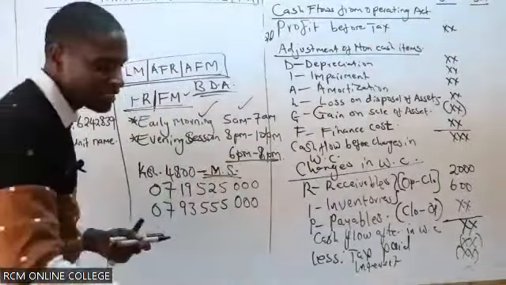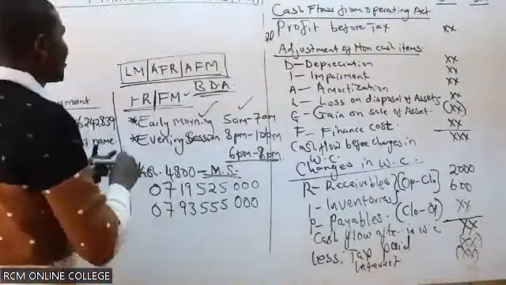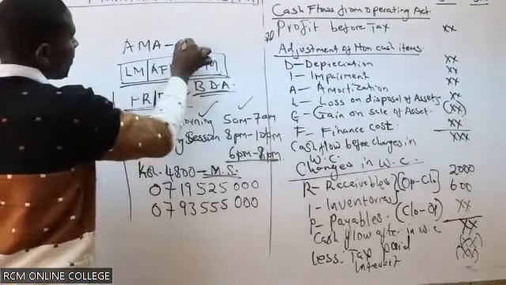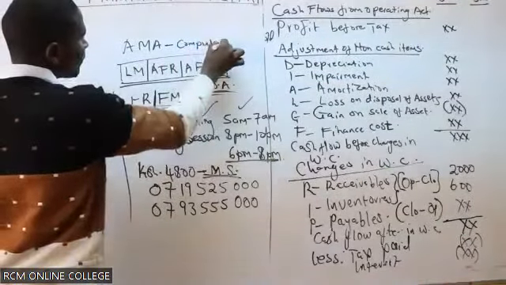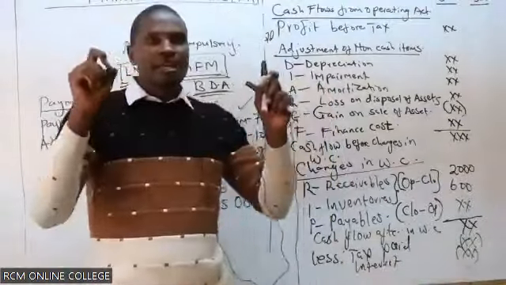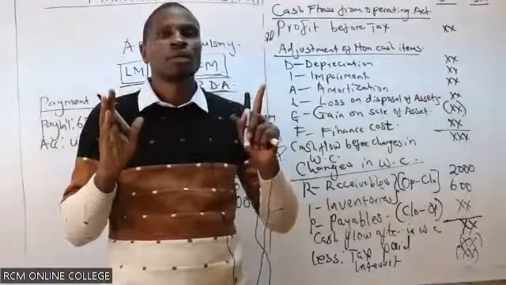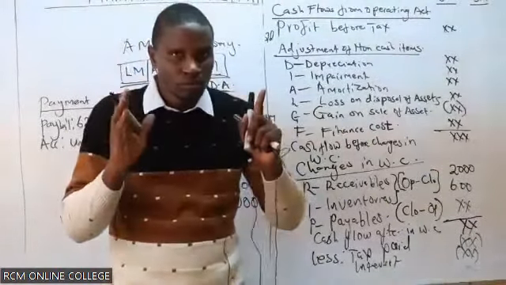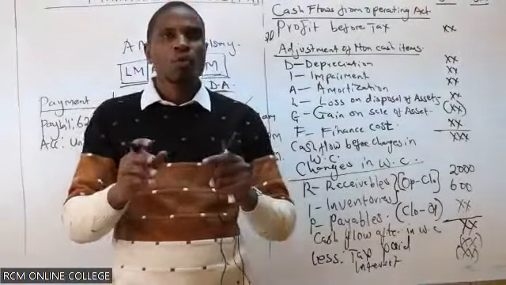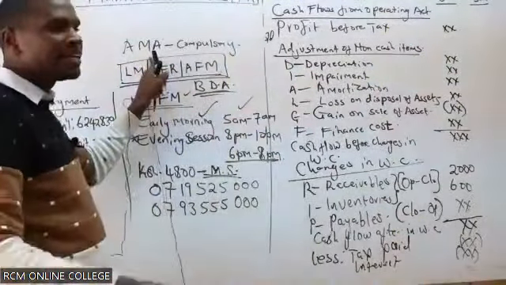Good. I hope that is very clear. Let me mention AMA. This is very important. AMA is now compulsory. If you did intermediate level during the December exam and passed, when you go to advanced level, please this is now your unit and it is compulsory.